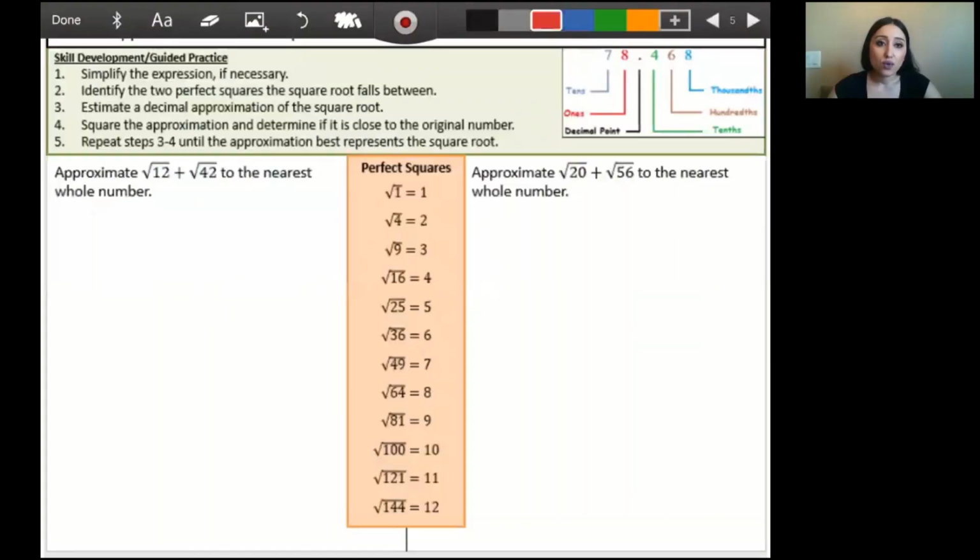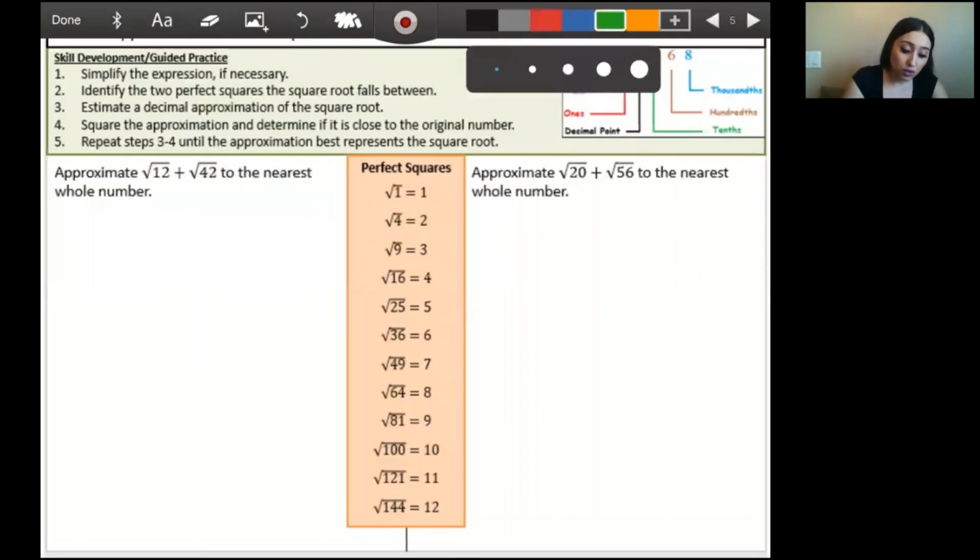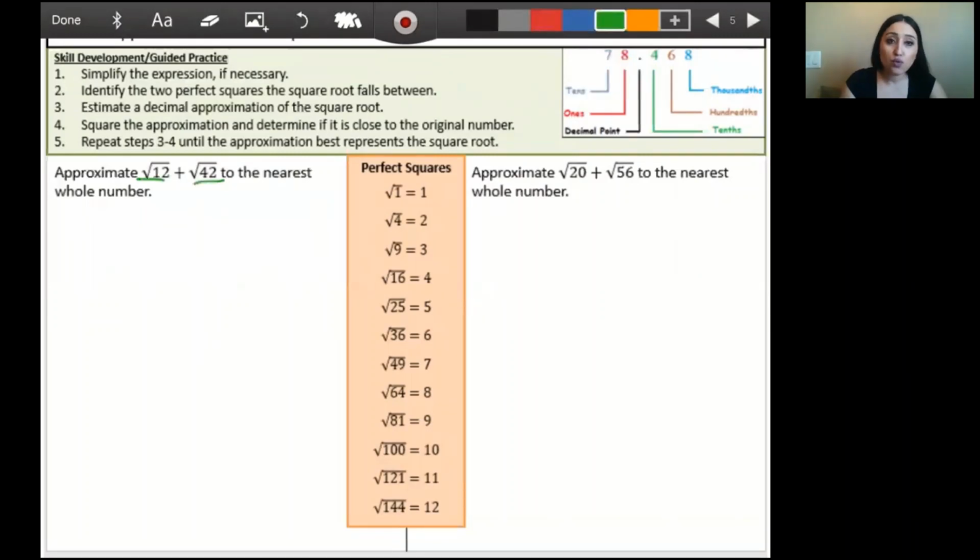All right, guys, so we're on the last set of problems. Notice that we have a little bit more complicated problems this time around. We're going to approximate the square root of 12 plus the square root of 42 to the nearest whole number. These two square roots are two separate approximations that we're going to have to do. So let's simplify the expression. We don't need to do it.